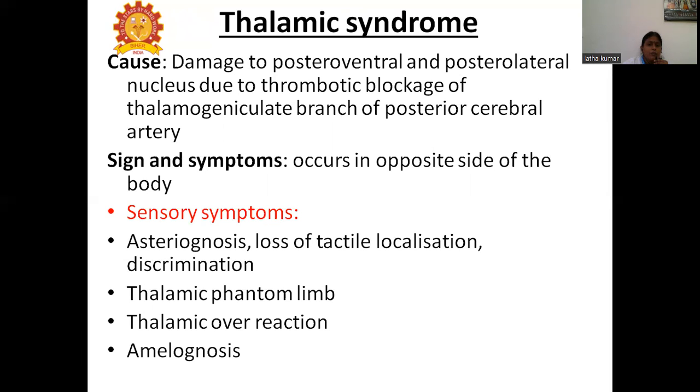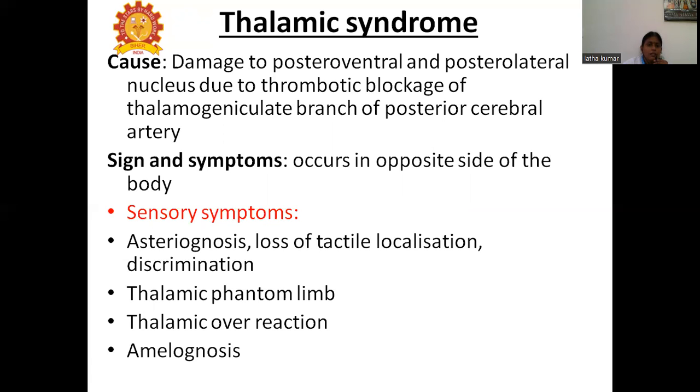The signs and symptoms of thalamic syndrome occur on the opposite side of the body. So first sign and symptom is sensory symptoms. The sensory symptoms are due to involvement of the posterior ventral nucleus. So first one is astereognosis. It occurs due to loss of tactile localization, tactile discrimination, and stereognosis.